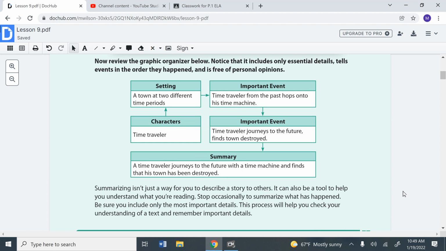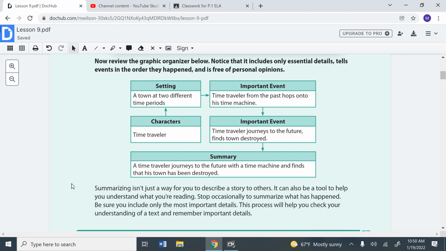So let's look at the graphic organizer. It starts with the characters. So the character we have here is the time traveler. The setting is a town at two different time periods. Our first important event is that the time traveler from the past hops into his time machine. The second important event is that the time traveler journeys to the future and finds the town is destroyed. Now, using all four of these, I can combine them to create a literary summary, which is: a time traveler journeys to the future with a time machine and finds that his town has been destroyed.